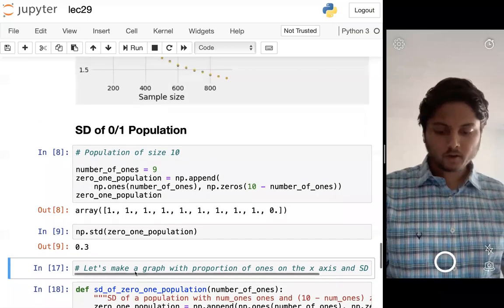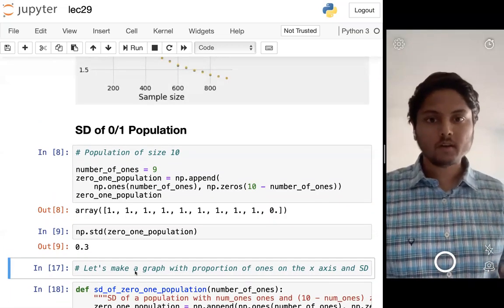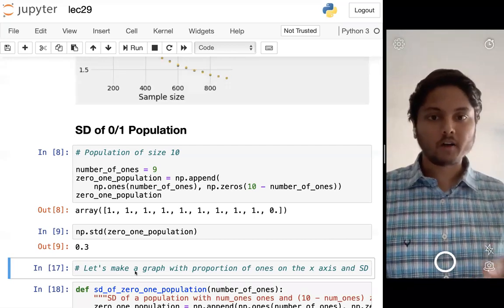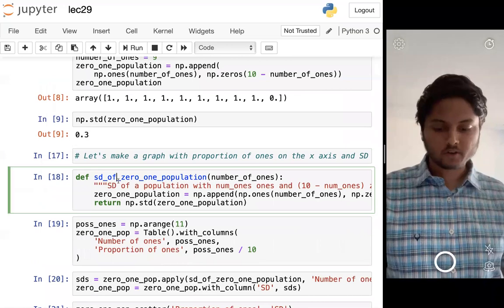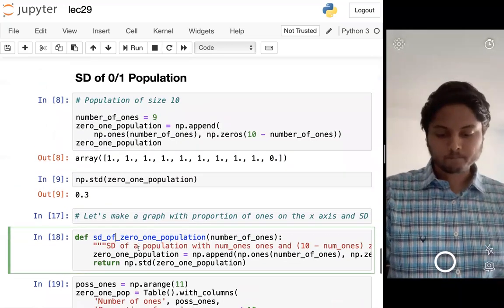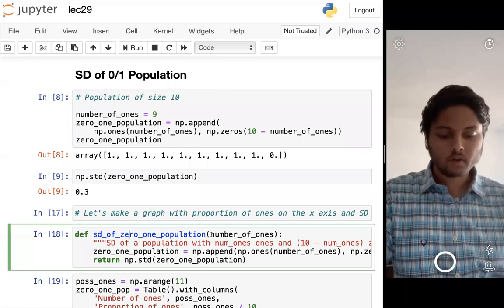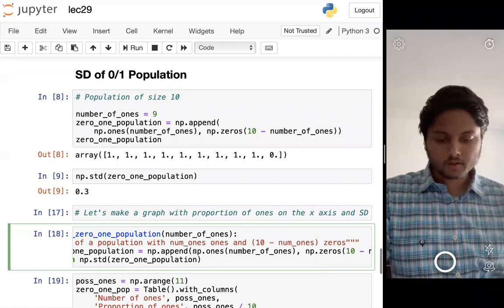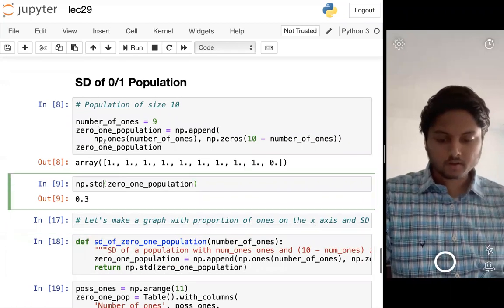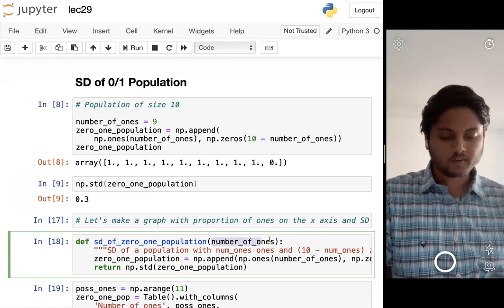So we can actually make a graph of how the standard deviation of your population varies based on how many of the values are 1 versus 0. That's what we've done here. We created a function to do this. First of all, this function just calculates the SD of a 0-1 population based on how many ones you have. It's basically going to run these 2 lines of code together in one function. And then you can just specify the number of ones that you want to have.